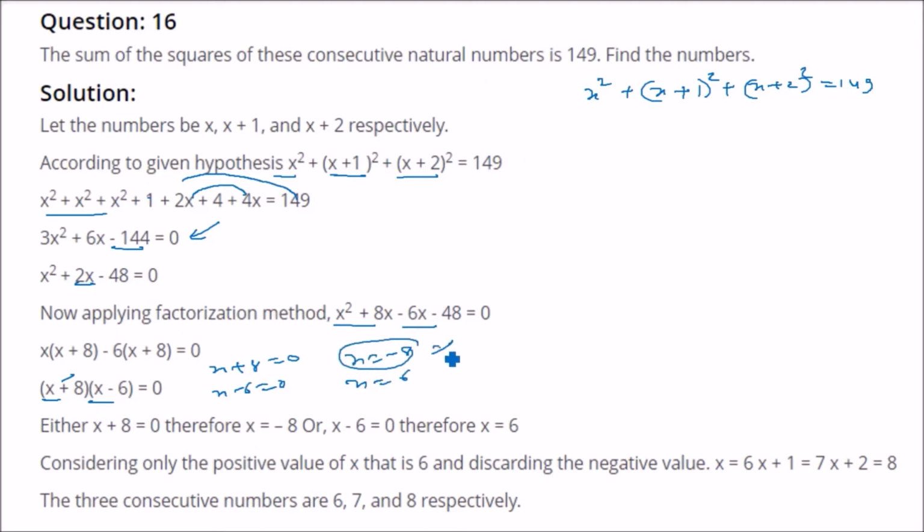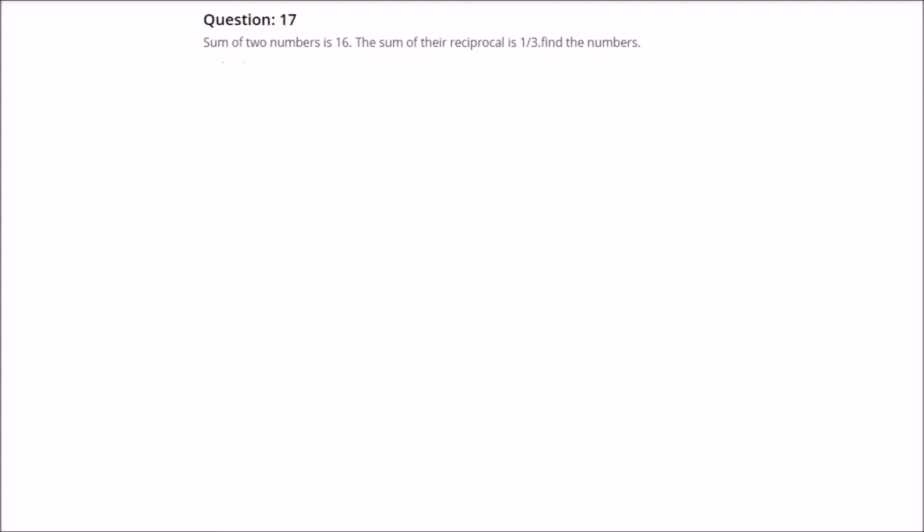So x equal to minus 8 is not a natural number, so we just discard this. So if x is 6, what is x plus 1? It will be 7. What is x plus 2? It will be 8. So 6, 7, 8 are the consecutive numbers respectively.